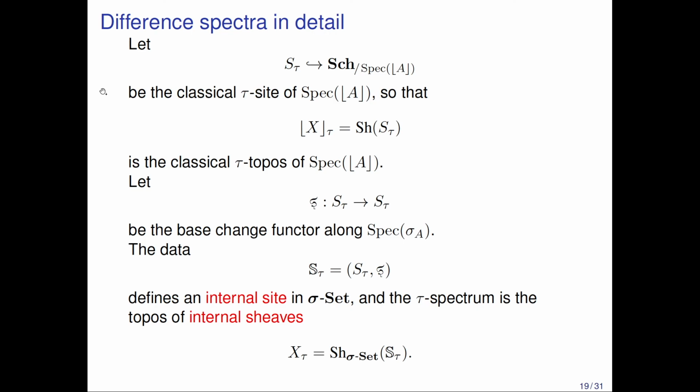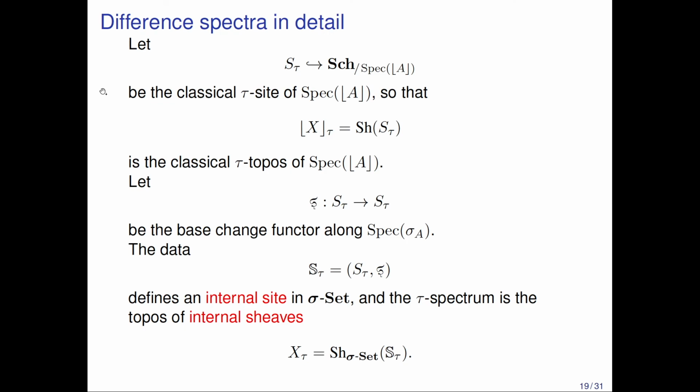So let us denote by S tau the classical tau site of the spectrum of the underlying ring. So this thing is just the ordinary ring, and we know what the spectrum of that is, and we know what a tau site is. This is just schemes over spec A, and the coverages are defined by topology tau. Or if you want to work with a small site, you then further restrict. So the tau spectrum of the underlying ring will be the sheaves on this site S tau. So that's the classical side of the story.